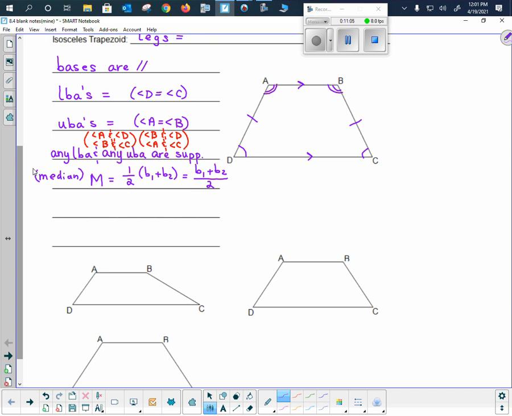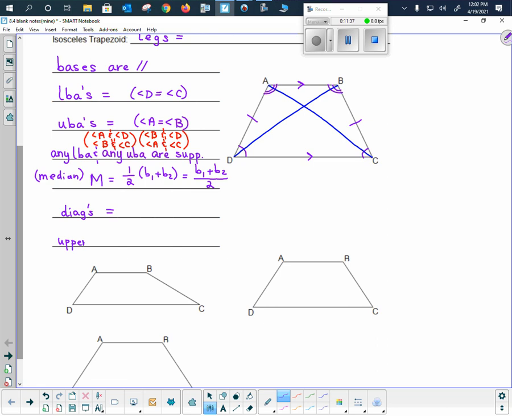Okay? All right, next, more specific to an isosceles trapezoid, and that is about the diagonals. So the diagonals are equal. Okay, let's go draw those in. So this diagonal from A to C, and this diagonal from B to D, those are equal to one another. Okay, but the other important part of that is this.